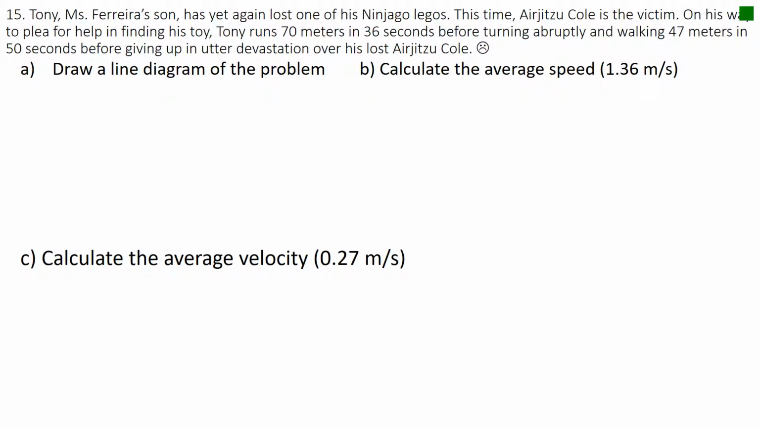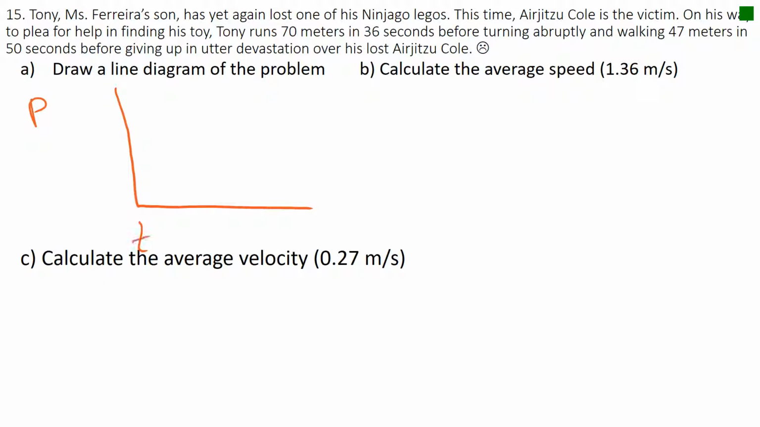All right, Tony, he's my son. He has lost one of his Ninjago Legos. Story of my life. This time it's Airjitsu Cole. On his way to plead for help in finding his toy, Tony runs 70 meters in 36 seconds before turning around abruptly and walking 47 meters in 50 seconds before giving up in utter devastation over his lost Airjitsu Cole. And you better believe he begged for a new one. All right, so here we go.